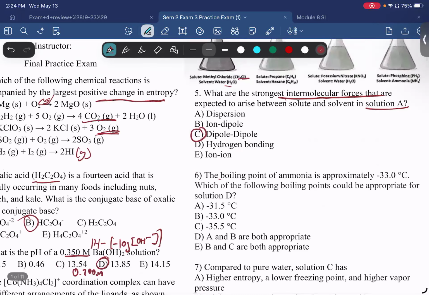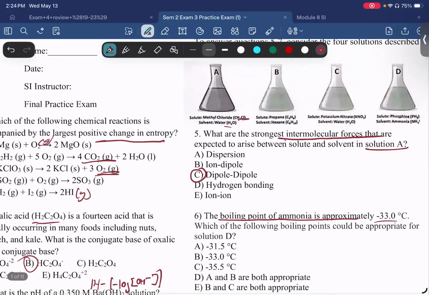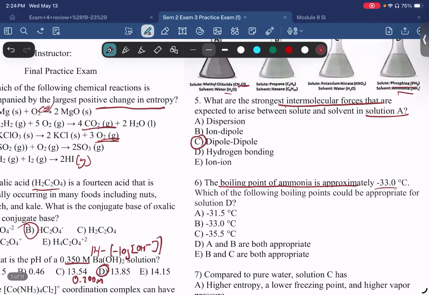All right. The boiling point of ammonia is negative 33. What is the boiling point for D? D has ammonia and phosphine. So this is based off colligative properties. In colligative properties, boiling point increases and freezing point decreases. Because it's negative, you want to make sure you pick the right answer. So boiling point would increase. So the answer choice would be A.